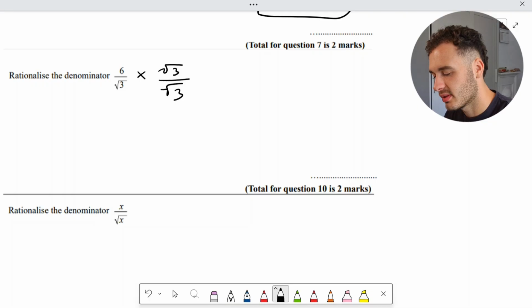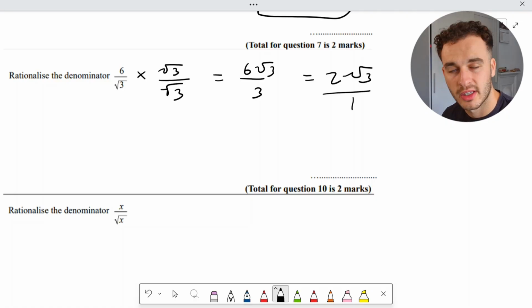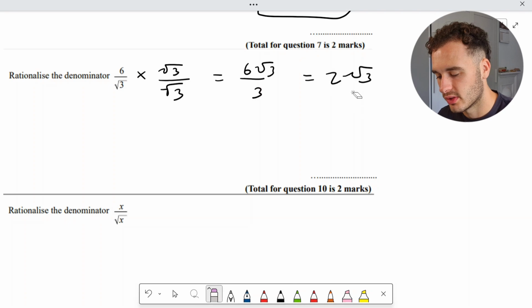So if we times by root 3 over root 3, well, top by top is 6 root 3. And bottom by bottom is root 3 times root 3, which is just 3. And then 6 divided by 3 is 2, so this is 2 root 3. So our rational denominator is actually 1, but you can just put your answer as 2 root 3.